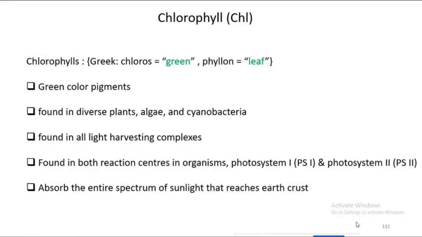We have seen where chlorophyll is found. Chlorophyll comes from the Greek words chloros and phyllon. Chloros is the green color, phyllon means leaf, green colored leaf.